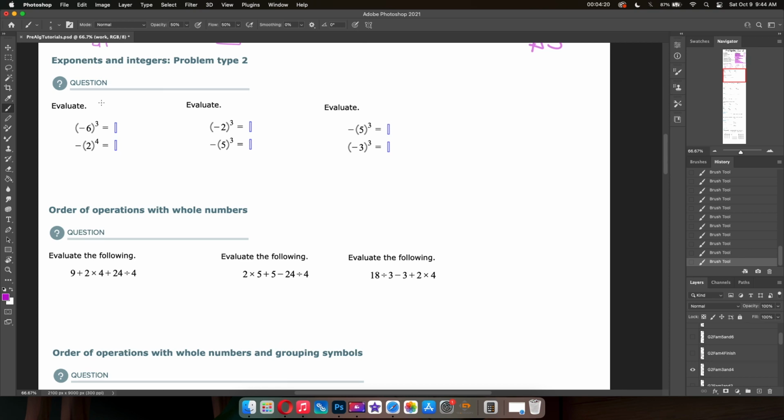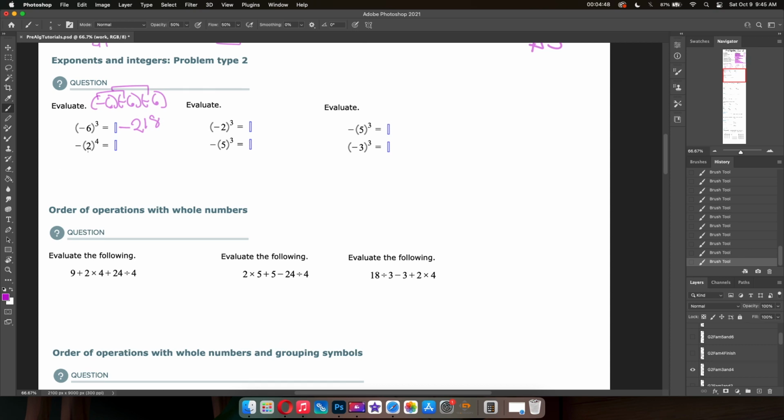So now we have negative times a negative times a negative. Or no, I should keep writing this long form. Just because I can do this in my head doesn't mean you guys can. So negative 6 times negative 6 times negative 6. That's a double negative, which is a positive. And then with the third negative is a negative. And now 6 times 6 is 36. 36 times 6 is 216. So negative 216.